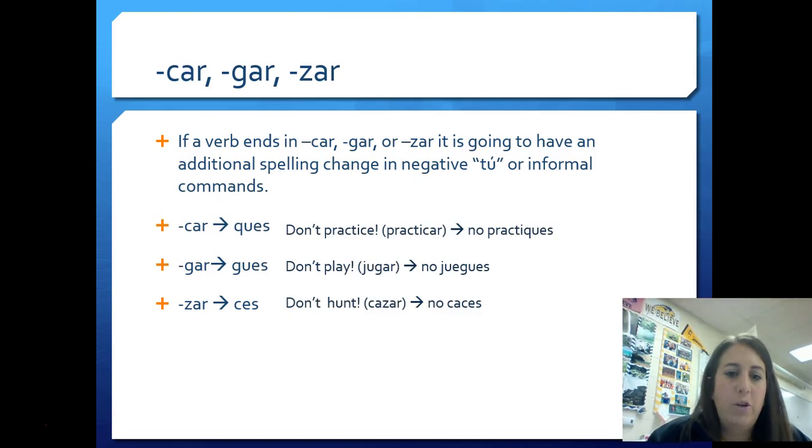So don't practice. We know that practicar is to practice. So no practiques. Don't play, if you're playing soccer or something like that. No juegues. Notice, remember jugar is also a stem changer, so we are going to honor that, since we still start in the yo form. Drop the O, and then add GUES. And then cazar means to hunt. So don't hunt. No cases. No caces. There you go. Alright.